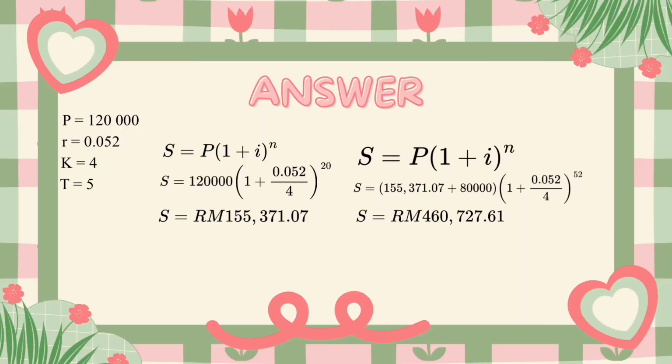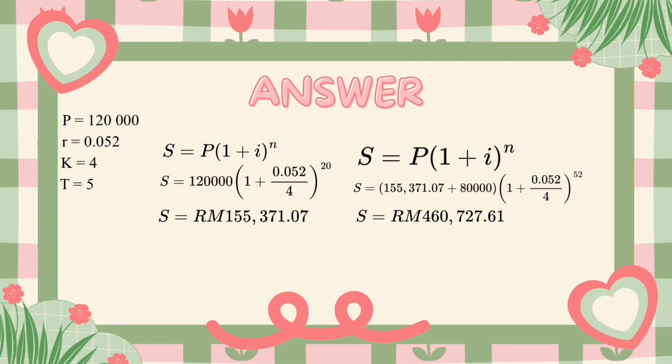A. Calculate the total value of Mr. Tan retirement fund when he reached 58 years old. We will use S formula. S equal to P 1 plus I power of N. P equal to 120,000, R equal to 0.052, K equal to 4, T equal to 5.